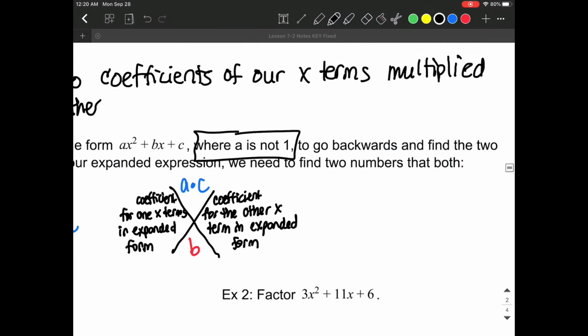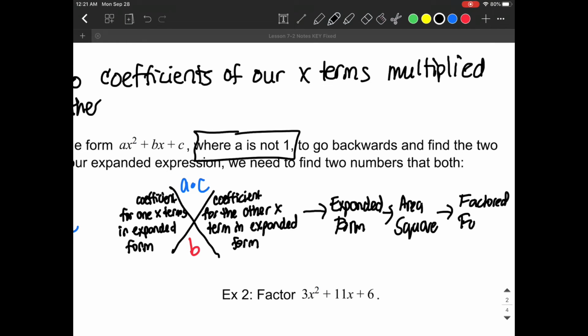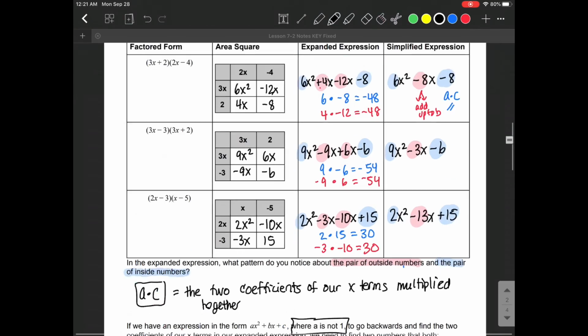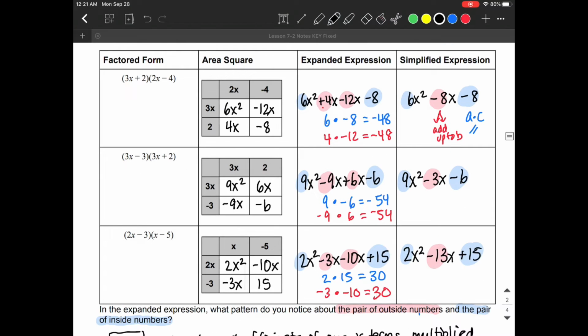So from this diamond, I'm not going to go directly to factored form. That's not going to happen. I'm going to have to go first to expanded form, next to area square, and then back to factored form. So looking at this, I can't just go from simplified expression to factored form. I have to make my life more difficult. I have to do every one of these steps back.